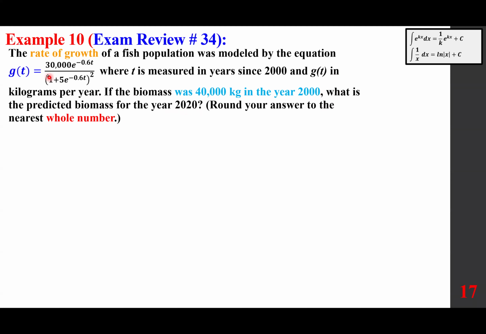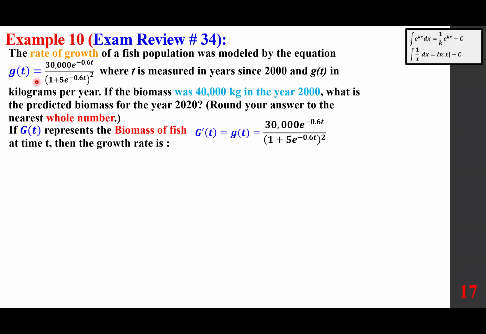Well, this represents the derivative. So if capital G of t represents the biomass of fish at time t, then the growth rate is its derivative. Capital G prime of t equals lowercase g of t, equal to this function that was mentioned. And what is this? This is the initial value. G of 0 is 40,000. The year 2000 is the beginning, and the beginning is considered t equals 0.